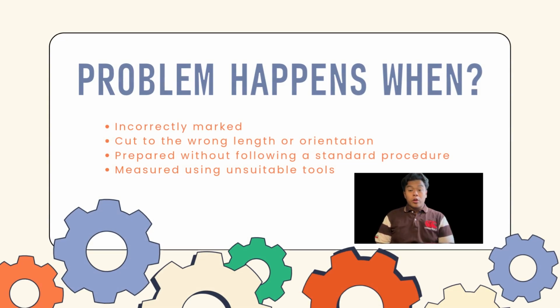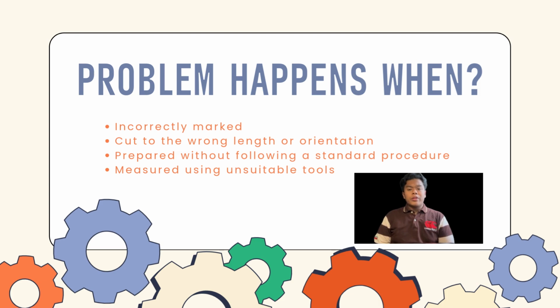Assalamualaikum warahmatullahi wabarakatuh. Today we will be presenting about one of the broadly defined manufacturing problems, which is inconsistent material preparation. This problem happens before the machining process starts. It usually occurs during the marking, measuring or cutting stage of raw materials.